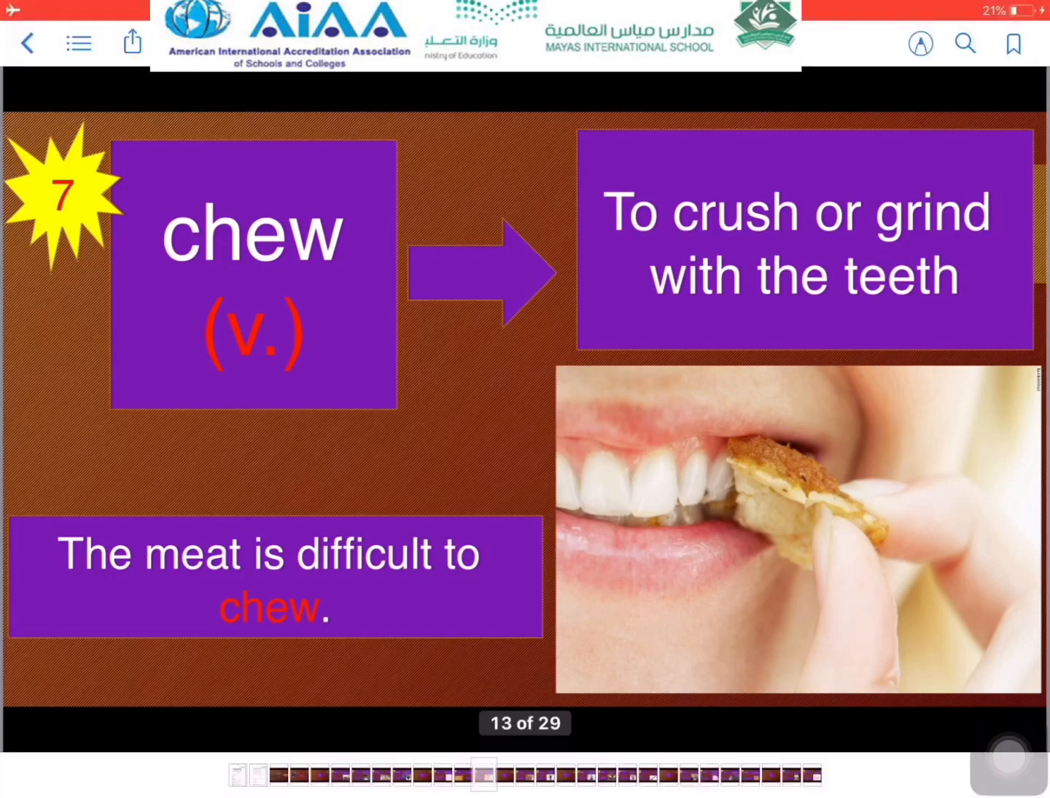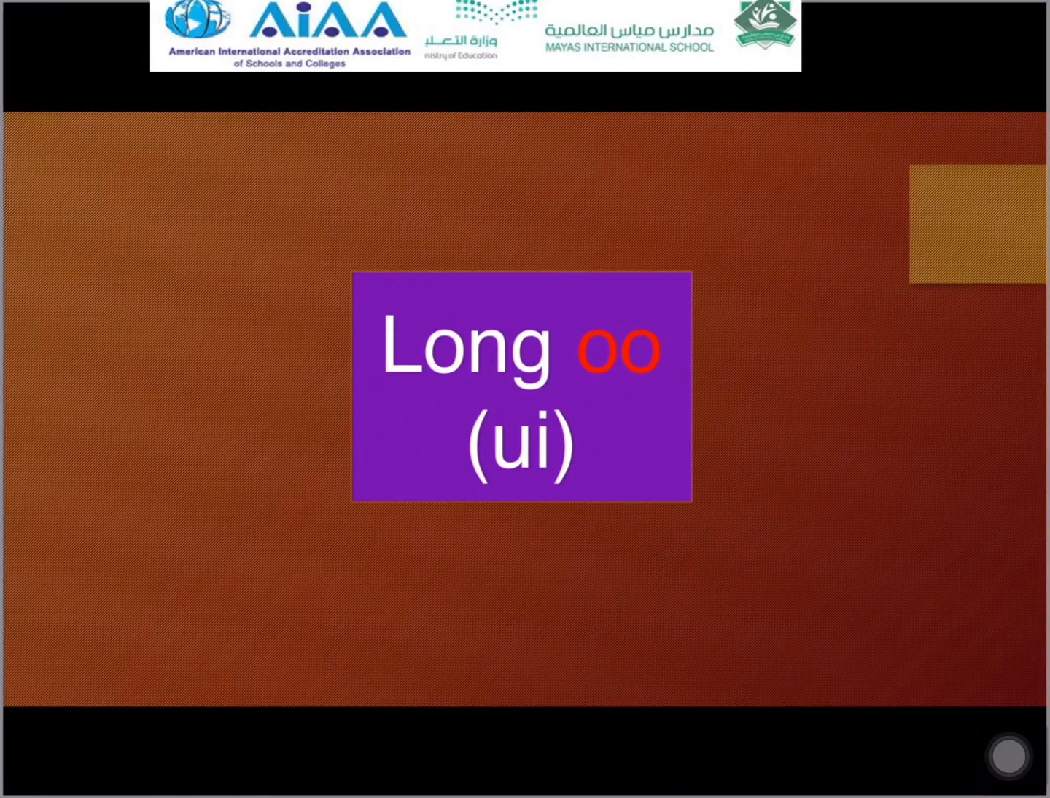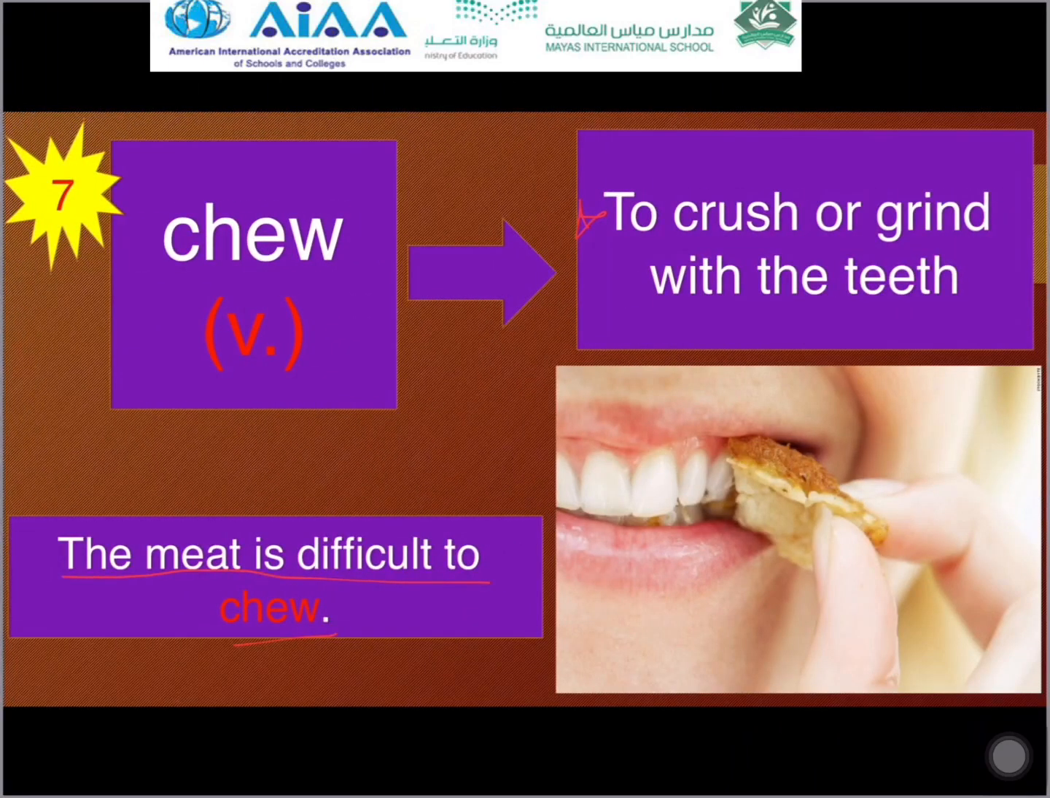Here, chew. It means to crush or grind with your teeth. Chew. The meat is difficult to chew. Sometimes if you see the cover of the gum, it's written that chewing gum. That means the gum that you chew. Okay, here can you see the meat is difficult to chew. Maybe it needs more time to cook. Chew. Okay, so here again we took three words with EW. We took few, new, and chew.